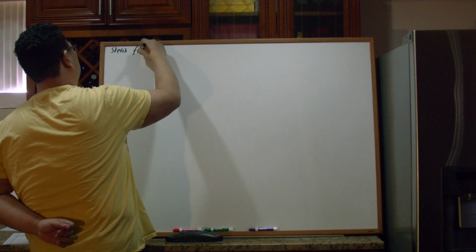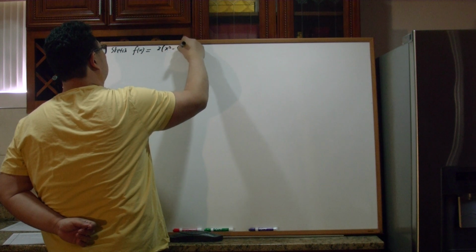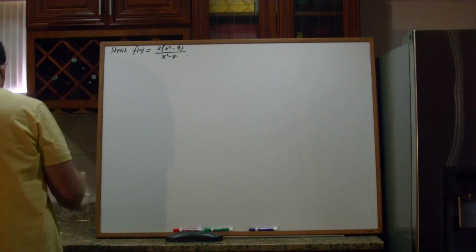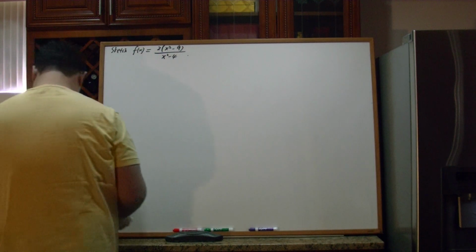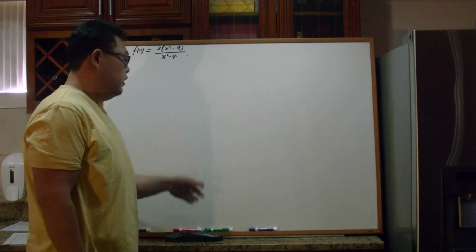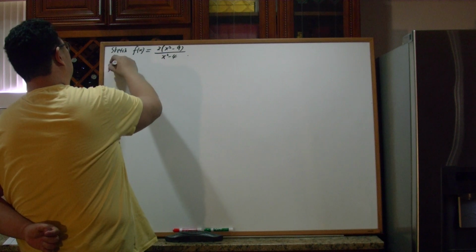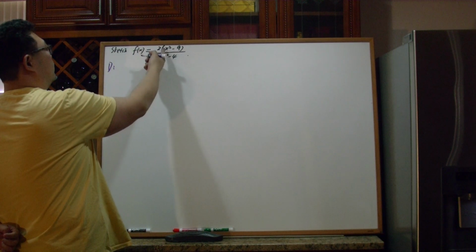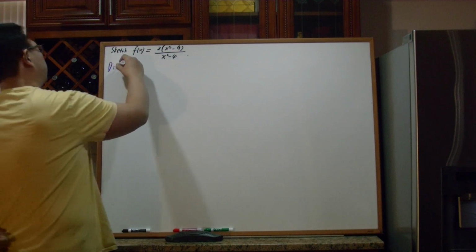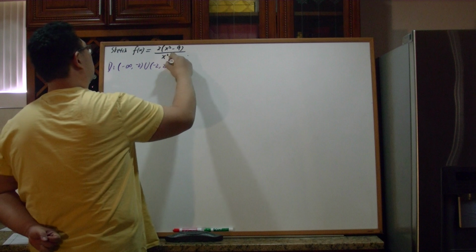Sketch f of x equals 2x squared minus 9 over x squared minus 4. Right, so let's see how we do that. They are very long steps. The first step is to find the domain. This thing cannot be simplified. We get x minus 3 times x plus 3 on the top, and x minus 2 times x plus 2 on the bottom. The domain is everything except negative 2 and 2.